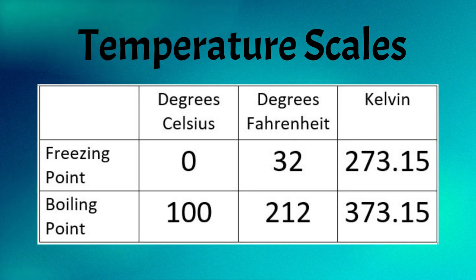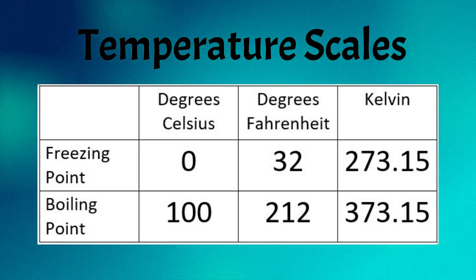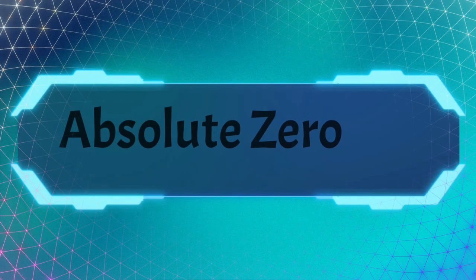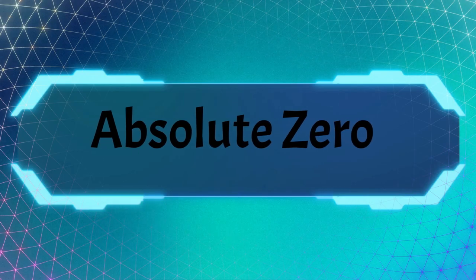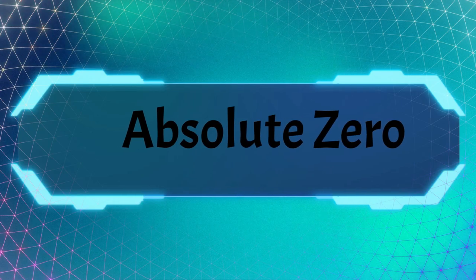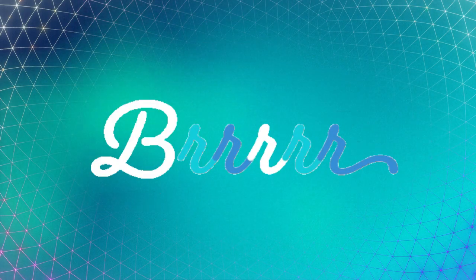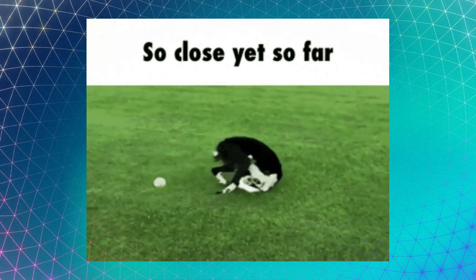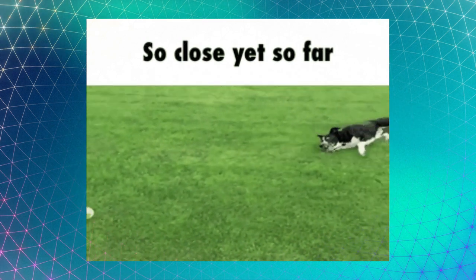So for the freezing point in Kelvin, we'd say 273.15 Kelvin, or you can round that just to 273 Kelvin. And then the boiling point of Kelvin is going to be 373 Kelvin. The coldest possible temperature that is believed to exist is called 0 Kelvin, or more commonly known as absolute zero. This is the point at which scientists believe that particles or atoms will stop moving completely. Now, we have not reached that temperature in a laboratory setting yet, but scientists have gotten very close to that.